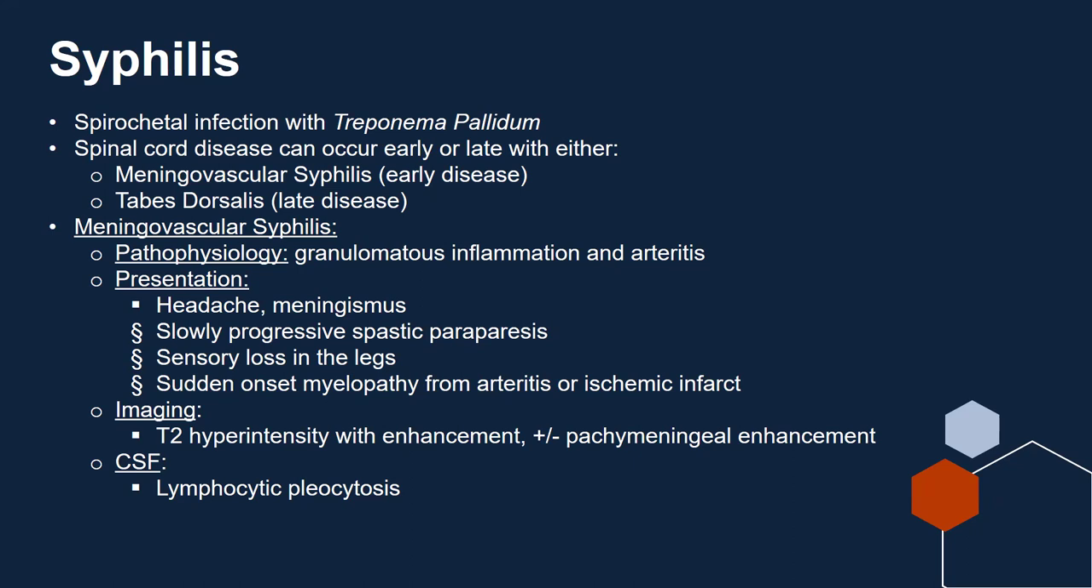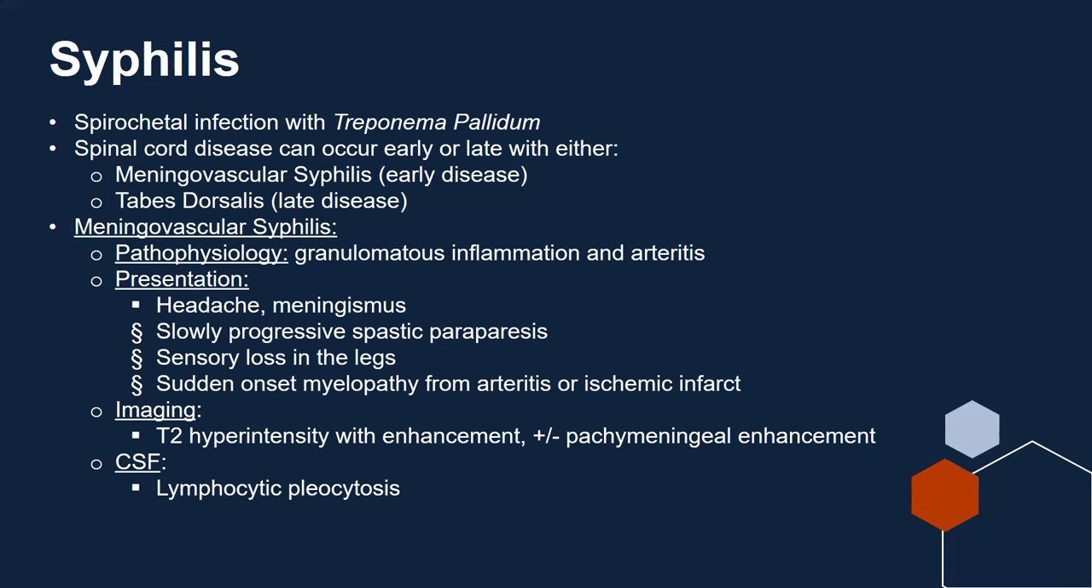Meningovascular syphilis can occur as early as 1 month into the disease, but as I mentioned, it can also occur very late in the disease as well. And then imaging will typically show a T2 hyperintensity with enhancement, plus or minus pachymeningeal enhancement of the cord. CSF usually shows lymphocytic pleocytosis.